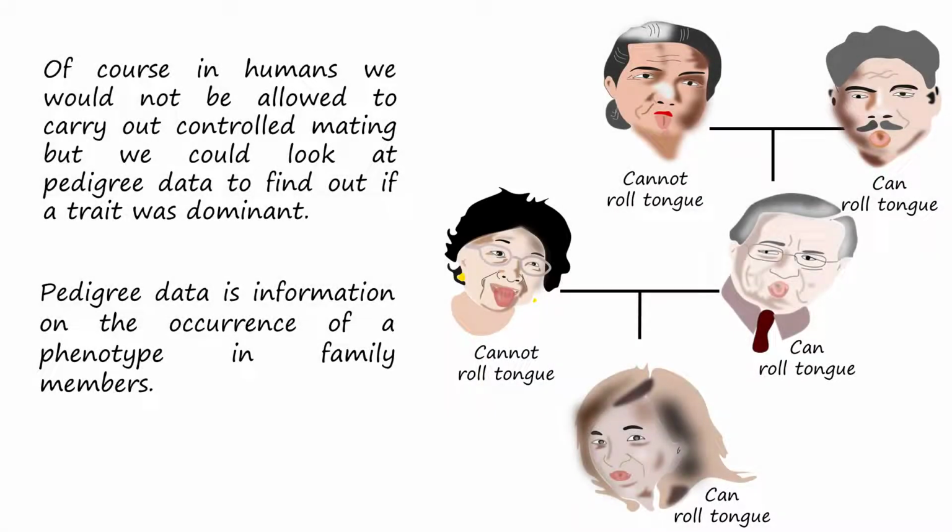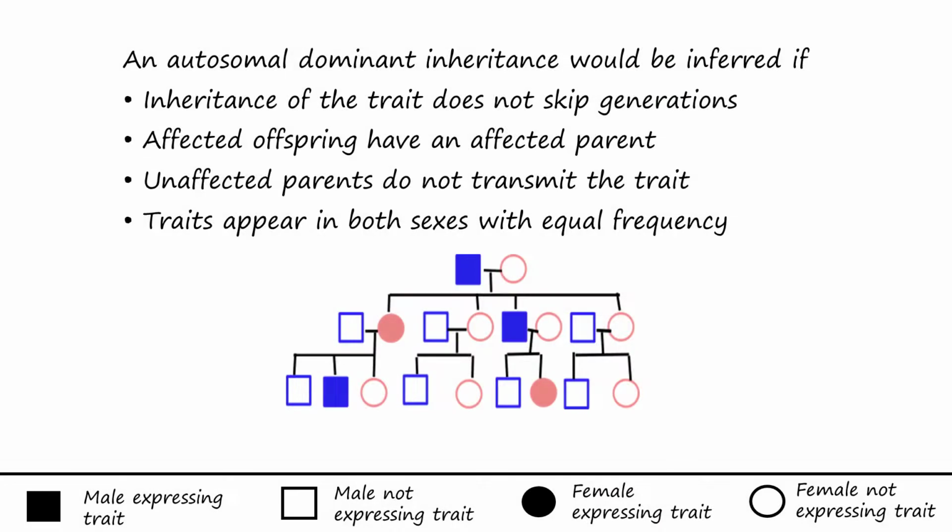Of course, in humans, we would not be allowed to carry out control matings, but we could look at pedigree data to determine if a trait was dominant. Pedigree data is information on the occurrence of a phenotype in family members. A dominant inheritance pattern for the autosomal gene, that is a gene present on a non-sex chromosome, would be inferred if inheritance of the trait does not skip generations, affected offspring have an affected parent, unaffected parents do not transmit the trait, and traits appear in both sexes with equal frequency.